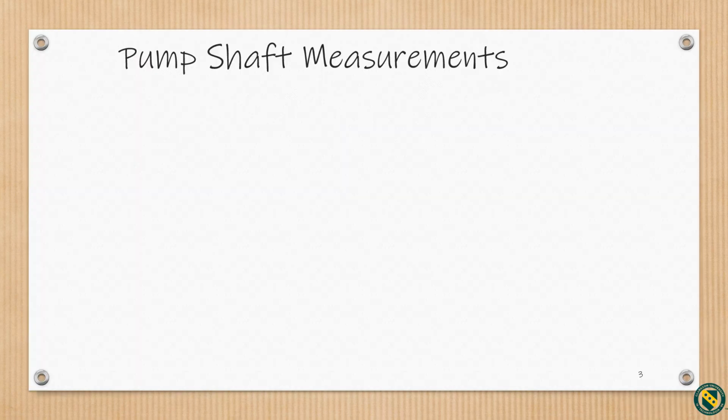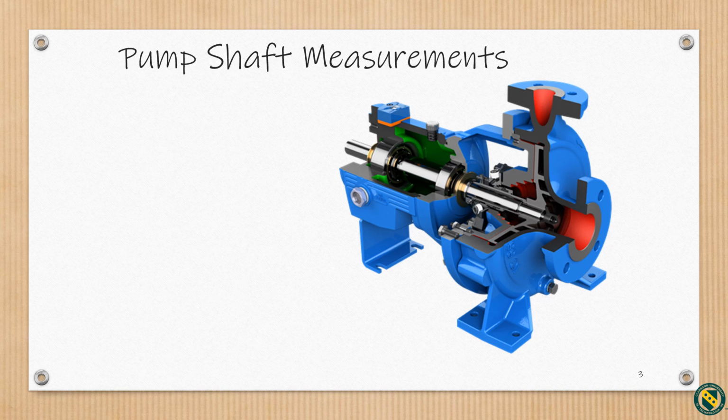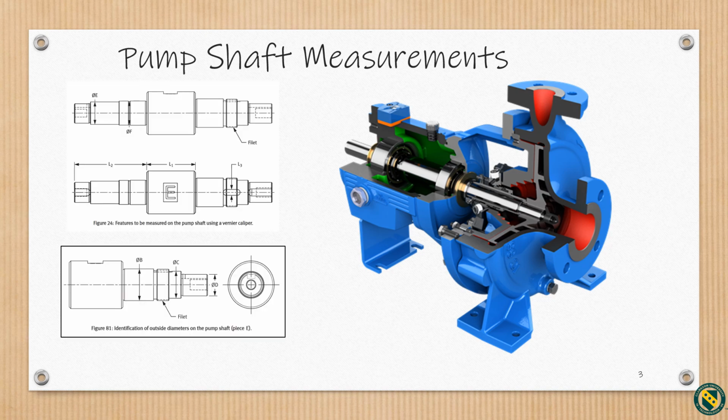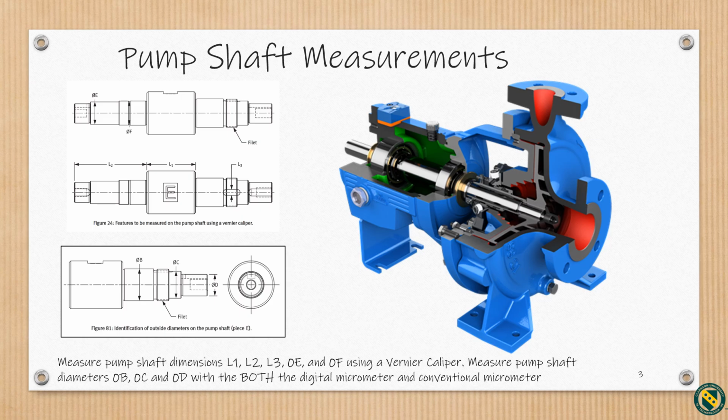The first part we'll measure and analyze is a pump shaft. The pump shaft is a core part of a centrifugal pump used to transport fluids in a variety of processes. The shaft has a number of important geometric features for holding bearings and seals, and for coupling to an impeller and a motor with a keyway. We'll use vernier calipers and micrometers to measure dimensions L1, L2, and L3 in diameters B, C, D, E, and F.